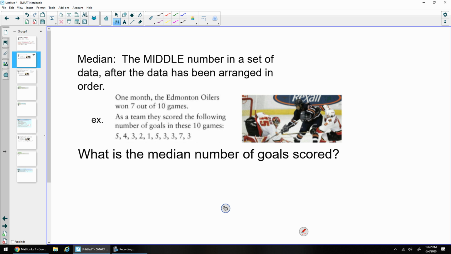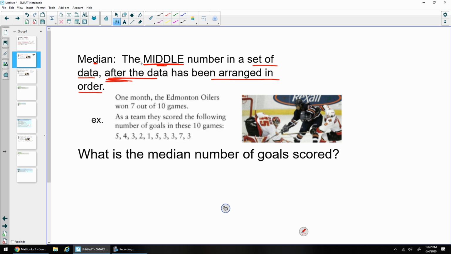So median. The median is the middle. So you remember that the word median has a D sort of in the middle, and so does the word middle have a D. So hopefully you can remember that those two are the same. So median means middle. So the middle number in a set of data, so when you have a group of numbers, after the data has been arranged in order. Okay, so you have to arrange the data in order from least to greatest, and then you can find what the middle number is, which we call the median.